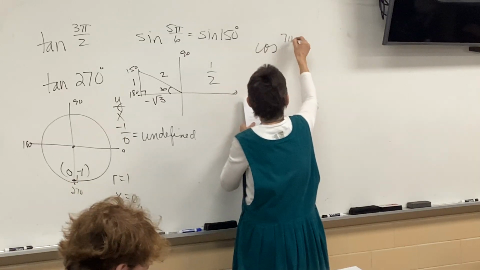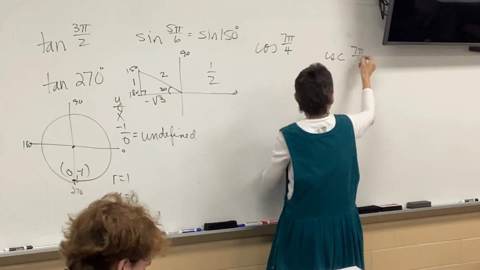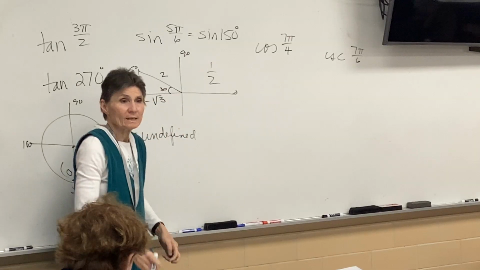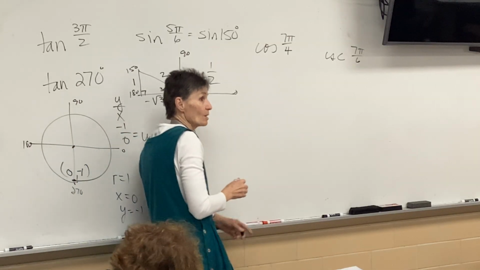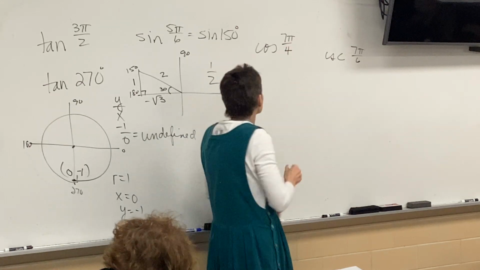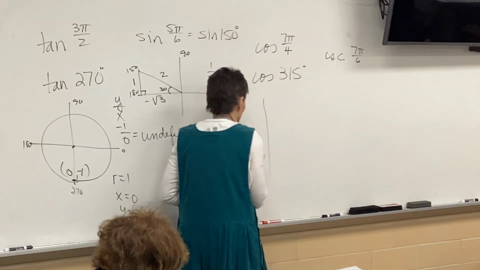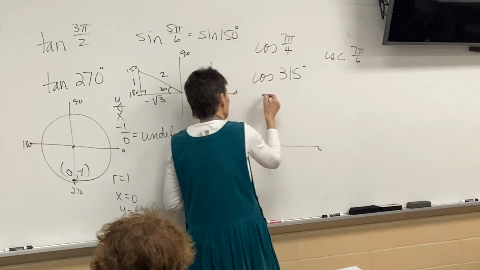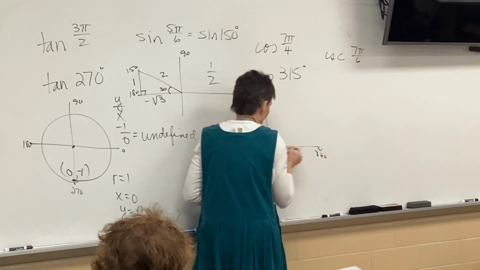2 more. We're going to do it exactly the same. So cosine 7 pi over 4 and cosecant 7 pi over 6. So we'll start it the same way we did before. We'll change it into degrees. So remember how we do that? We put in 180. So 315. So where is 315? Right here.